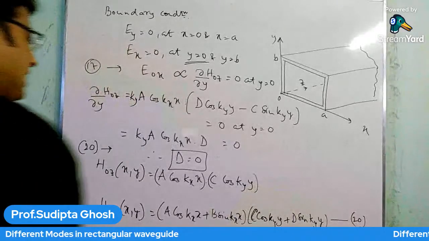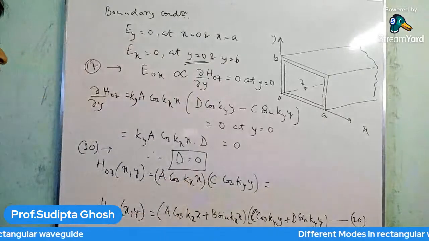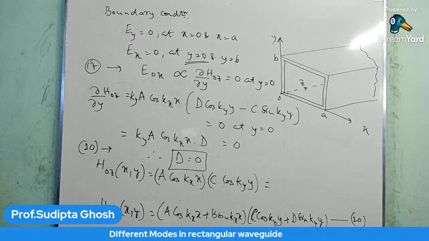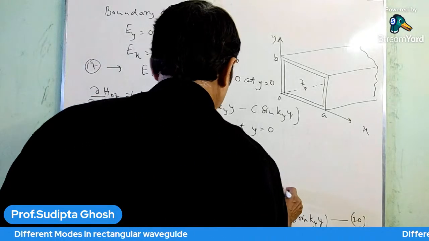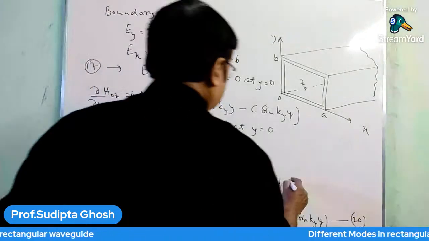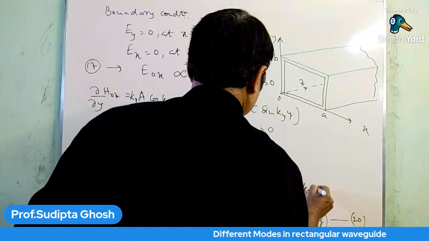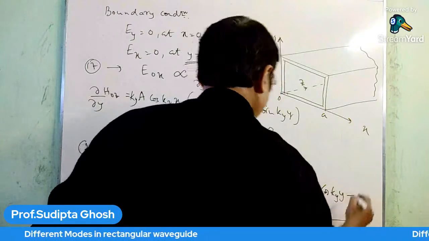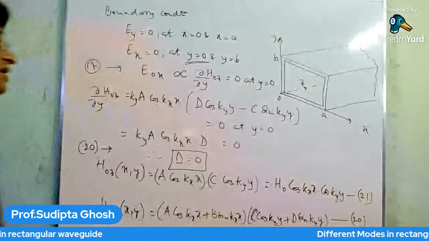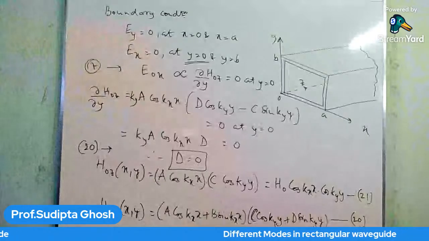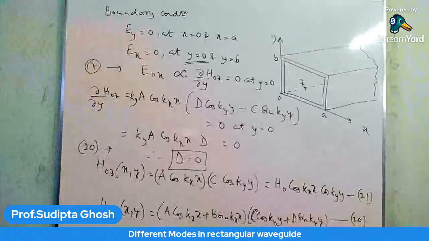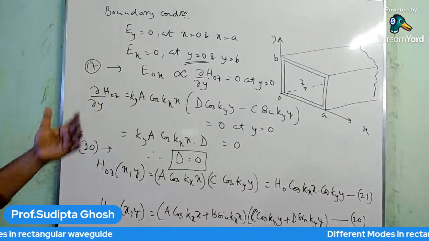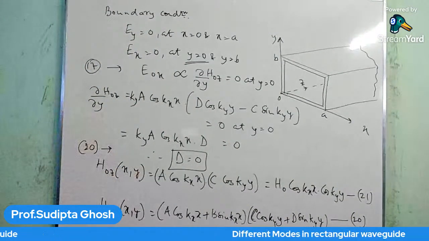As these two constants a and c are left, we can combine them and write it as H0, then cos kx x into cos ky y, and this can be written as equation number 21. So this is the reduced form of equation 20, but we have two boundary conditions left with us, at x equals a and at y equals b.